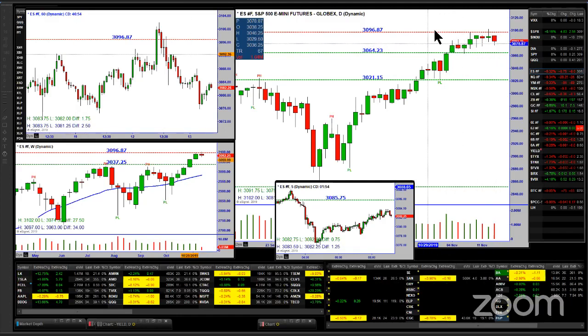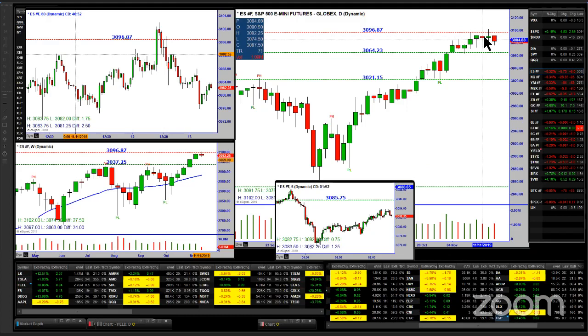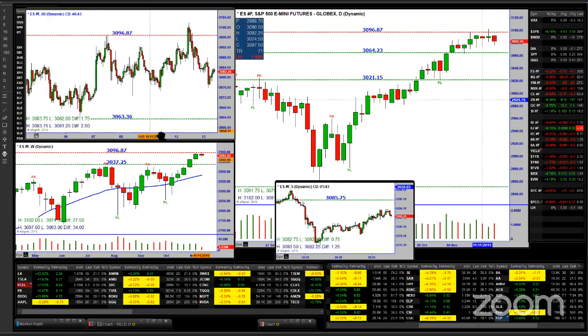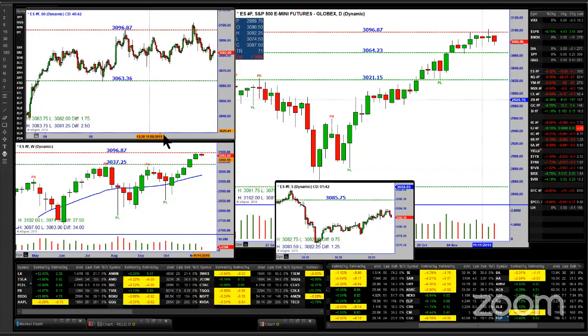So S&Ps, that little peekaboo breakout failure there, right? And so we're stalled. We've got a little bit of a pullback here. We just continue to be in no man's land here as far as the markets go.